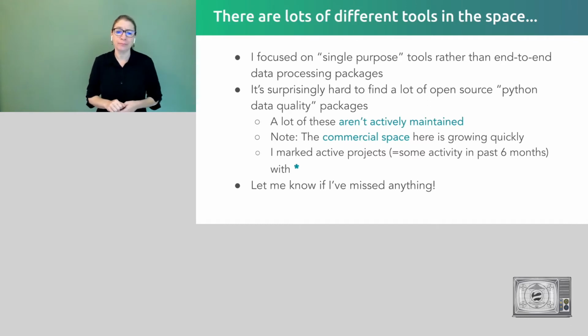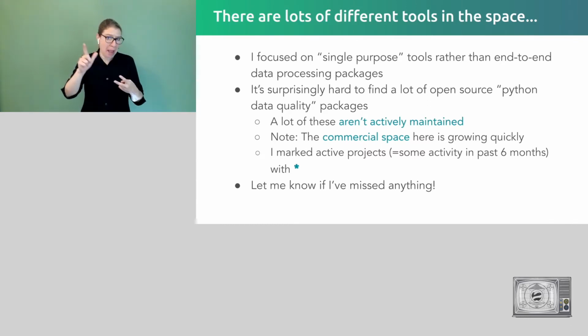It's somewhat hard to find a lot of open source Python data quality packages that are actually actively maintained. The commercial space here is growing pretty quickly. And for this purpose, I marked active projects that had some activity in the past 6 to 12 months with an asterisk, just so you know which ones are still active and which ones might be a little bit older at this point. Please do let me know if I've missed anything. These are only the ones I could find by very intense Googling.